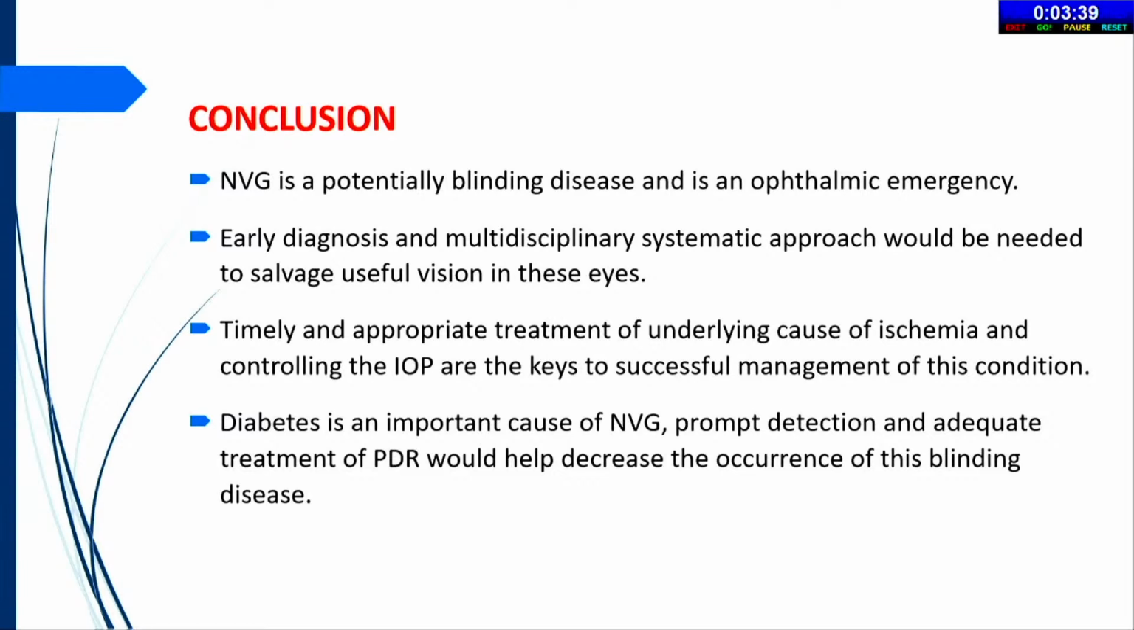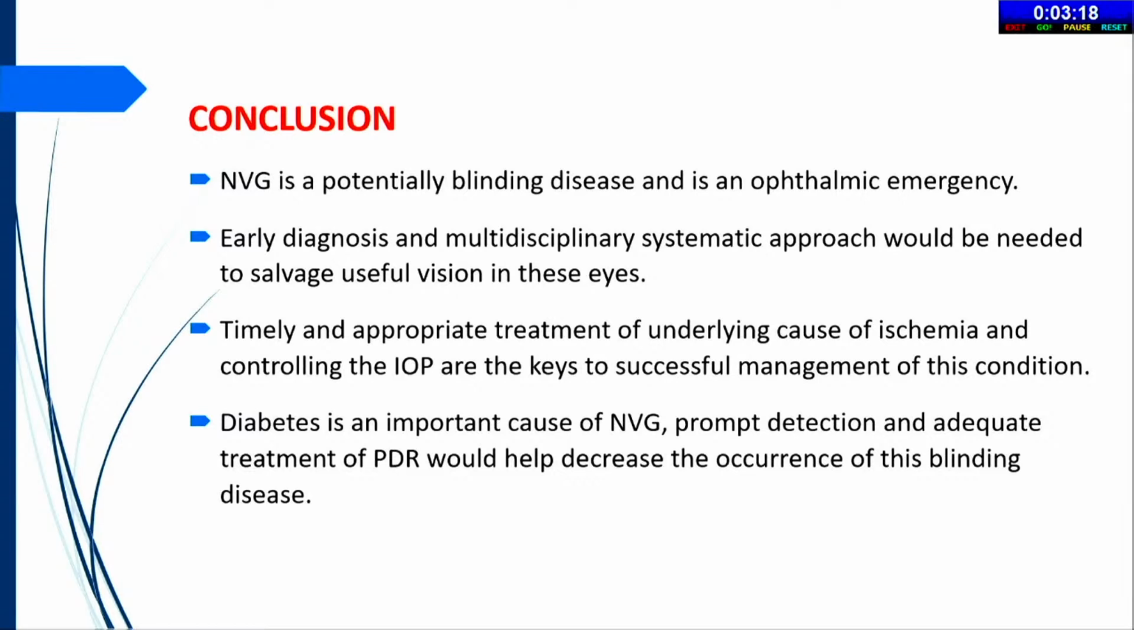So to conclude, NVG is a secondary glaucoma which is blinding, and it requires a multidisciplinary approach because the cause is lying in the retina. So you have to have a retina colleague with you, or you have to be doing that PRP or anti-VEGF treatment yourself. And if you diagnose timely, if you treat timely, probably you can save the vision.